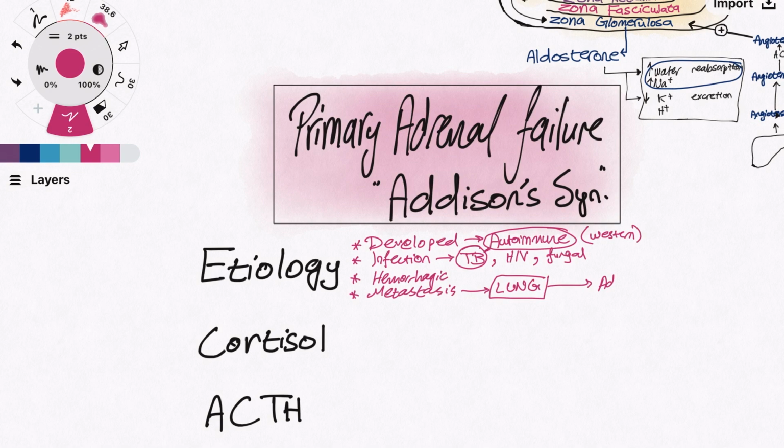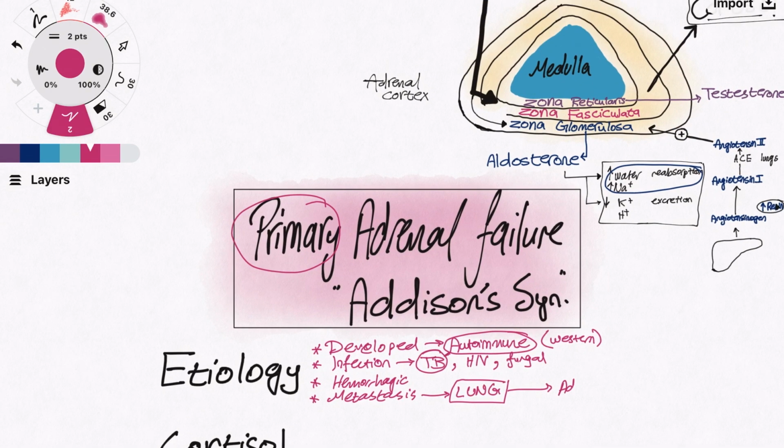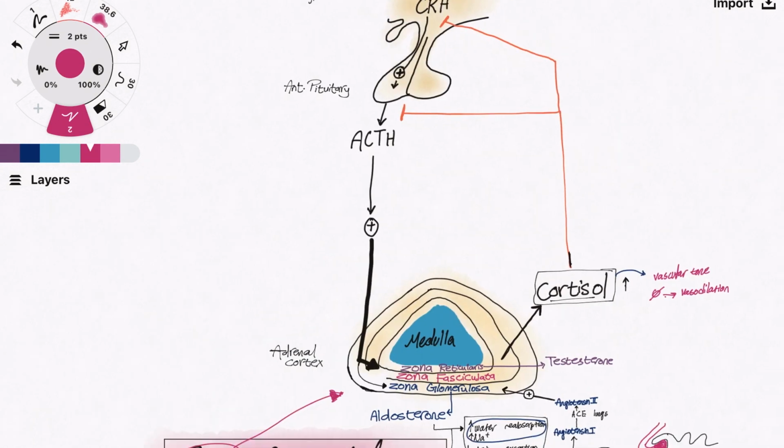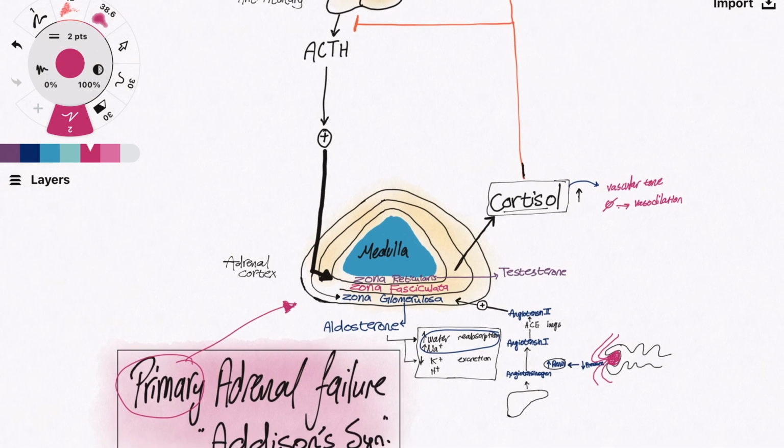When we say the word primary, this means that the problem is mainly in the adrenal gland. So it's not in the axis, it is in the adrenal gland. Primary adrenal failure means that the problem is primarily in the adrenal gland. So the axis is working perfectly. Now, we have a failing adrenal gland.